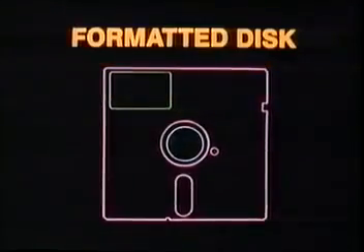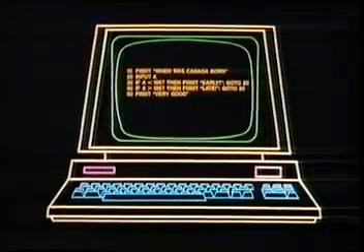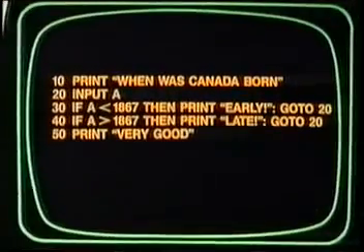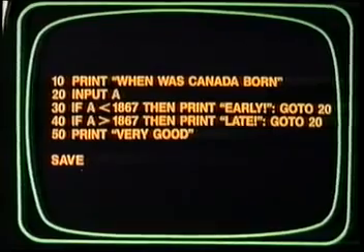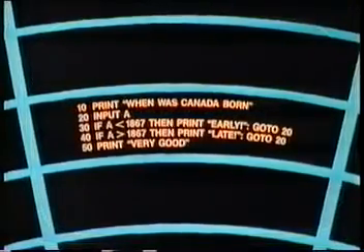Once a disc is formatted, the computer can randomly access any of its sectors in order to read or write some information. That means that when you type save and the name of the program, it's very easy for the computer to save your program on any particular part of the disk. And when you type load and the name of the program, it's equally easy for the computer to load your program from that particular part of the disk back into its memory.